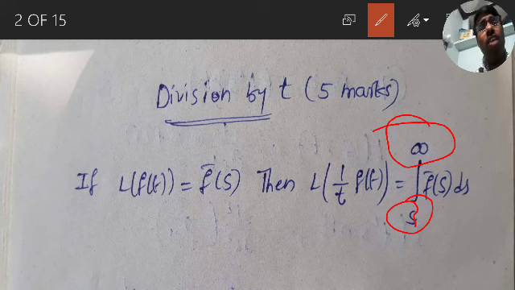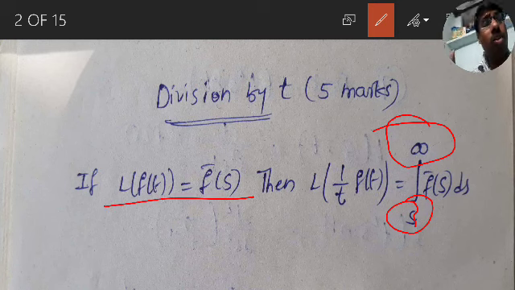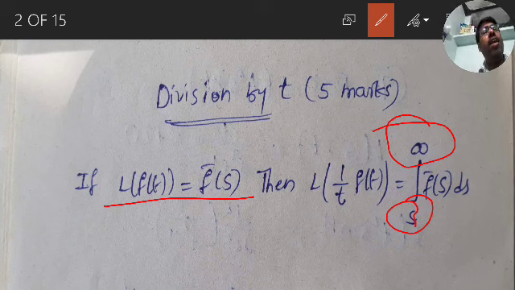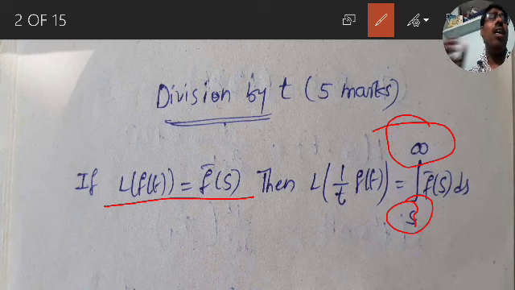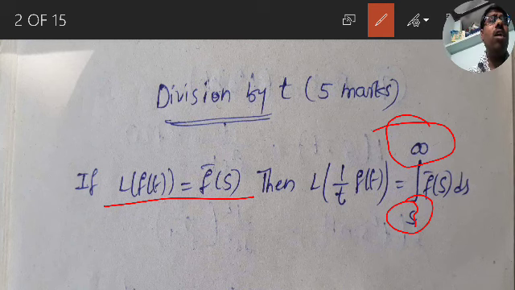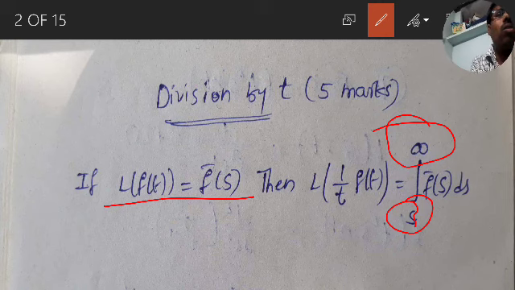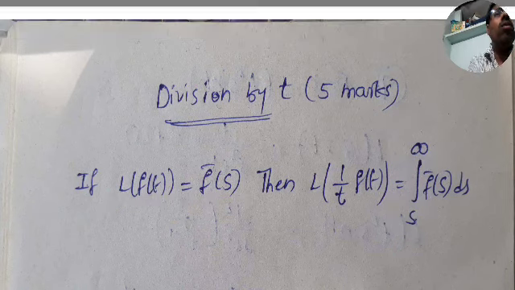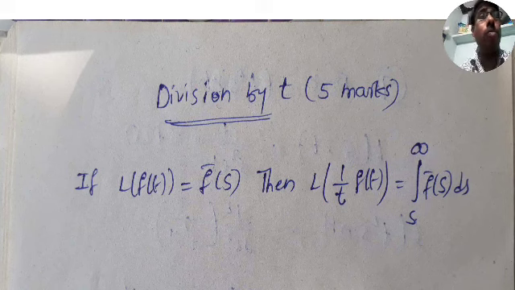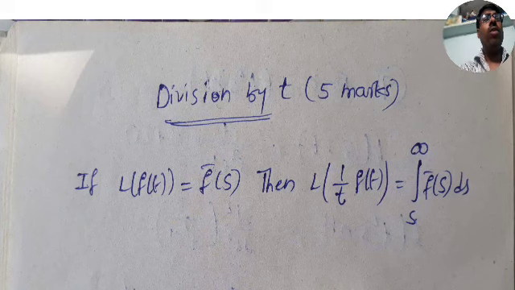What it says: if L of f of t is equal to f bar of s, then L of 1 by t into f of t, that is f of t by t, is integration s to infinity f bar of s into ds. So this is the method noted down, so that we can move on to the problems. So next we do the problems. In the coming 40 minutes we are going to do the problems itself. So let us solve problems one by one.